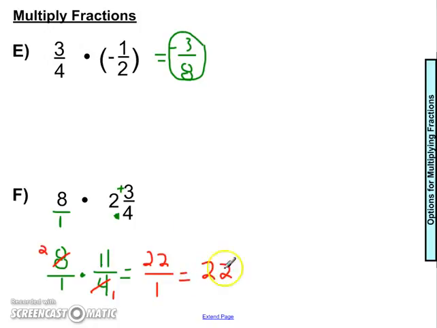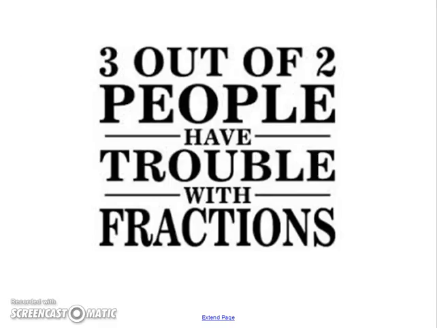Okay, and that does it, multiplication of fractions. And again, make sure you reduce and so on.